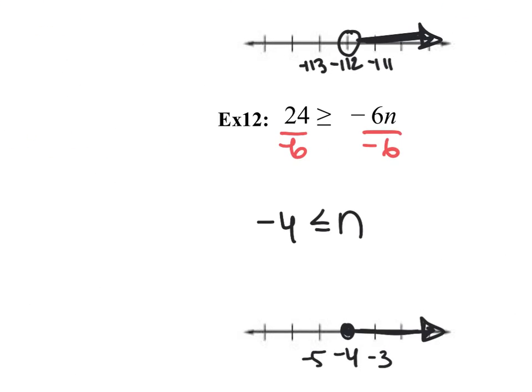On example 12, dividing both sides by -6 would get n by itself. Because I divided by a negative, I need to reverse my inequality sign, and 24 divided by -6 is -4. If I were to read this starting with the variable first, it says that n can be greater than or equal to -4. I want to include -4, so I'm going to use a closed circle, and I want to point my arrow to the right.